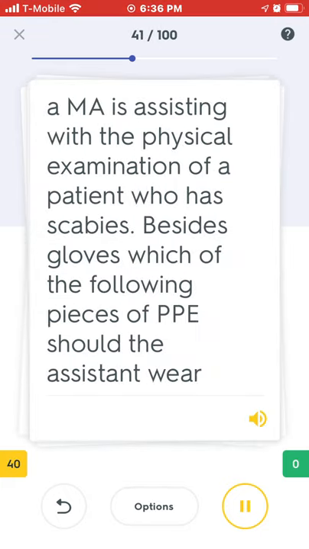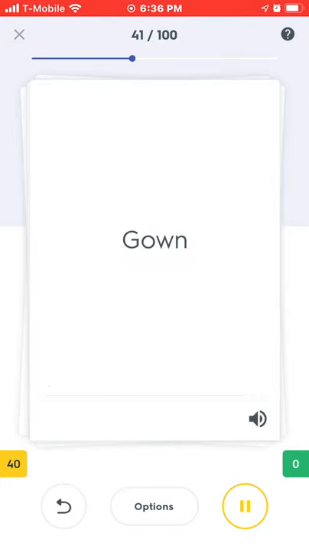A MA is assisting with the physical examination of a patient who has scabies. Besides gloves, which of the following pieces of PPE should the assistant wear? Gown.